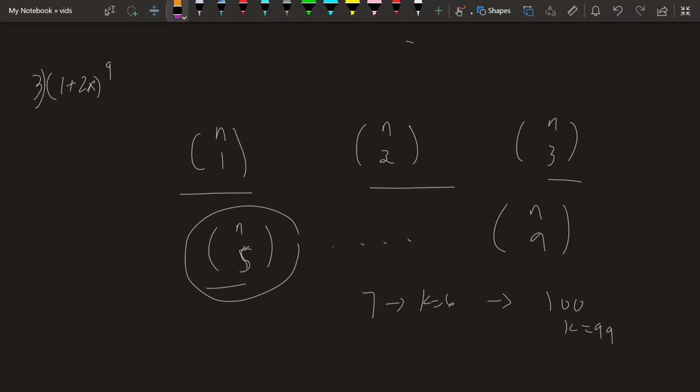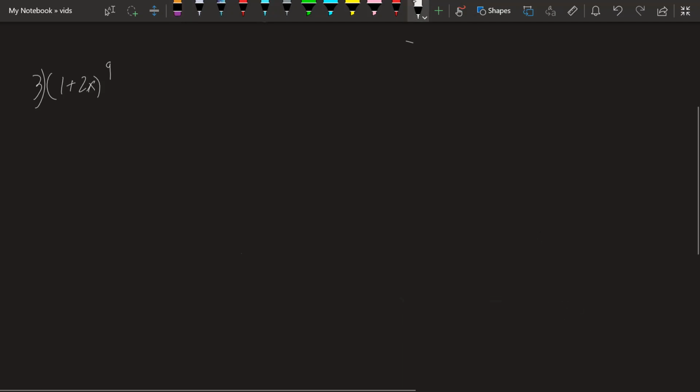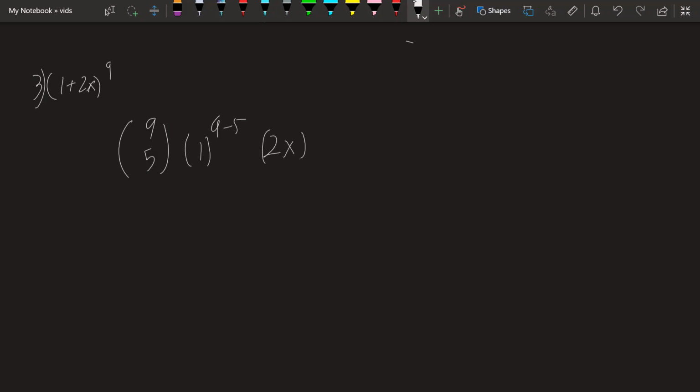Good enough? So all we're going to do is substitute into the binomial theorem. And of course, we're not trying to expand. We're just trying to find the numbers. So it's going to be 9 combination 5, 1 raised to the power of 9 minus 5, 2x raised to the power of 5, right?